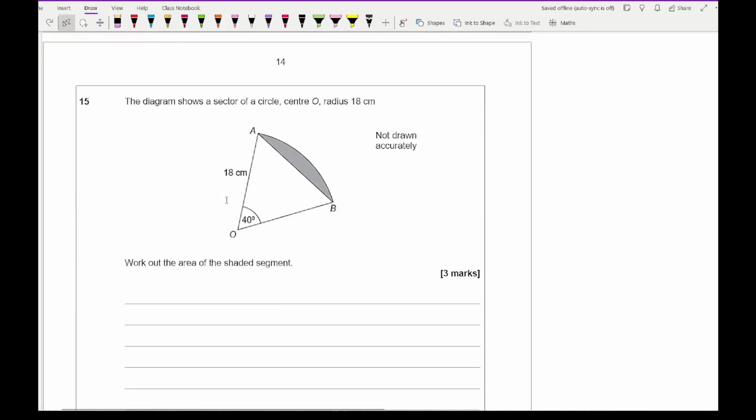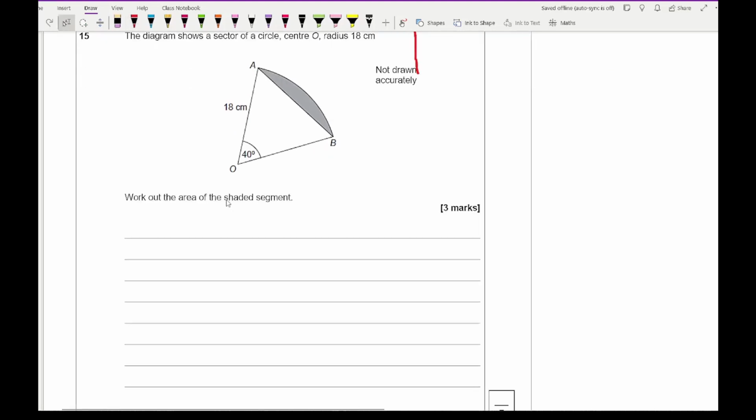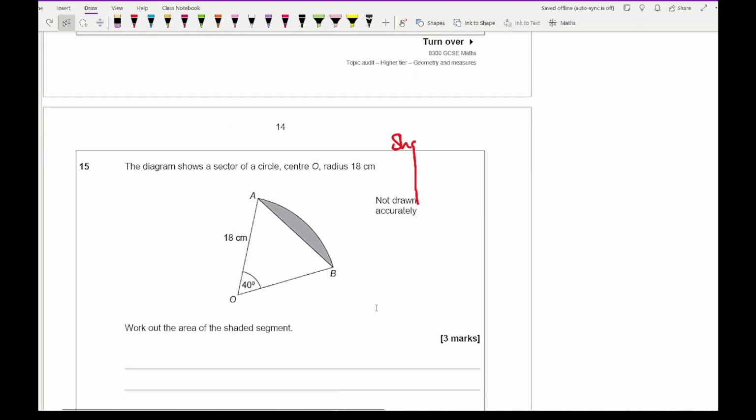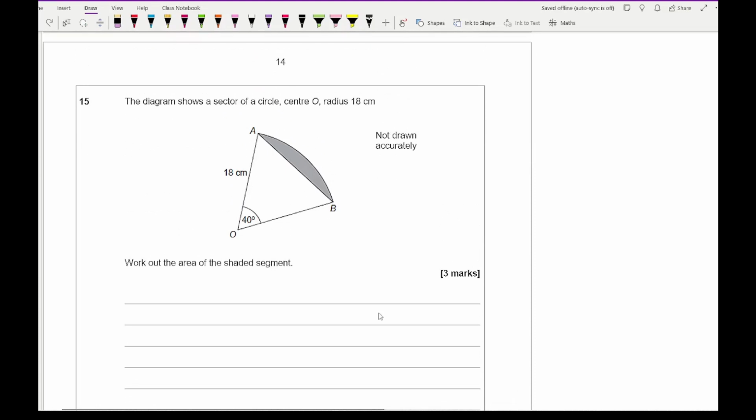Then moving on to question 15, it says the diagram shows a sector of a circle with center O and a radius of 18. Work out the area of the shaded segment. So the shaded area is always the big shape, take away the small shape. So the shaded area equals the area of the sector minus the area of the triangle.